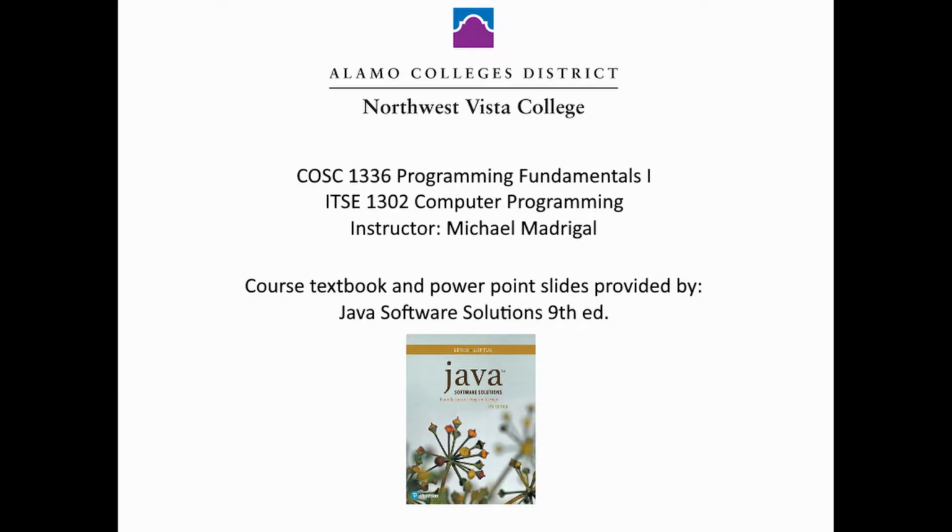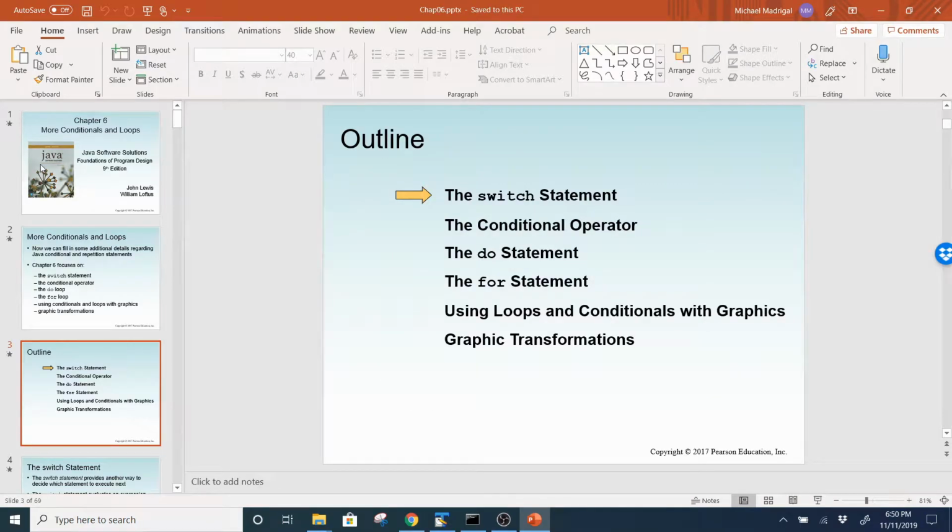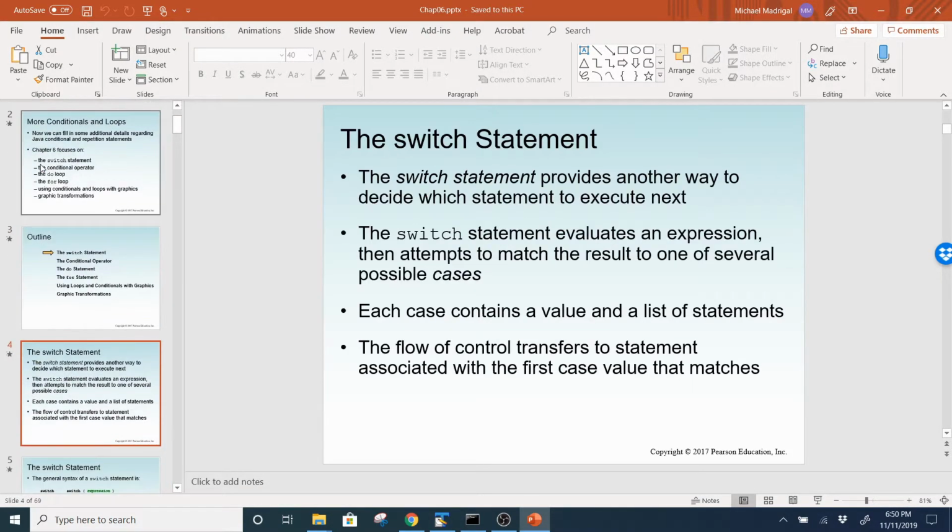All right, so chapter 6. Just like chapter 5, there's only 4 sections that we're going to talk about. In chapter 6, there's only 4, which is the switch statement, the conditional operator, the do statement, and the for statement. We've already run over all of this, so it should be like review, but I'm just going to read all the slides and do a few examples, and we should be able to finish chapter 6 within a week. So I'm going to go ahead and get started.